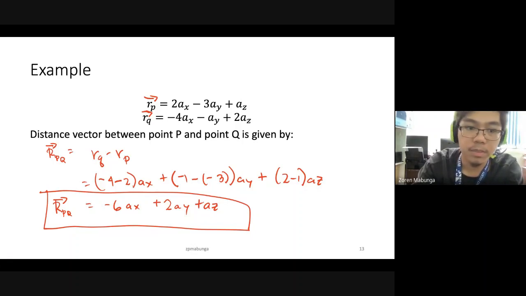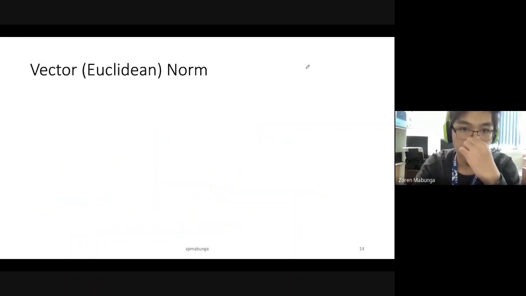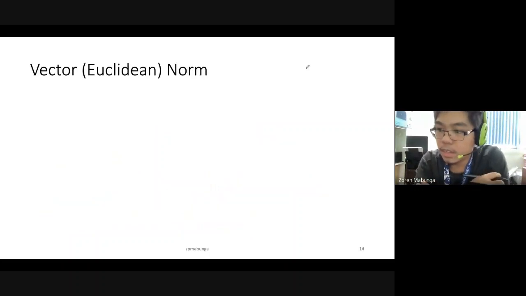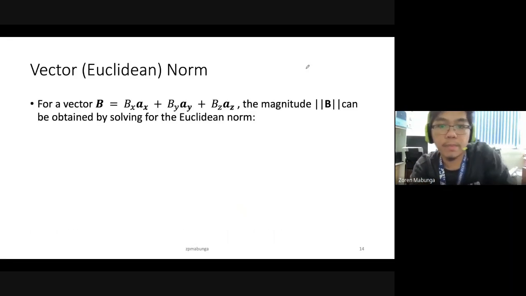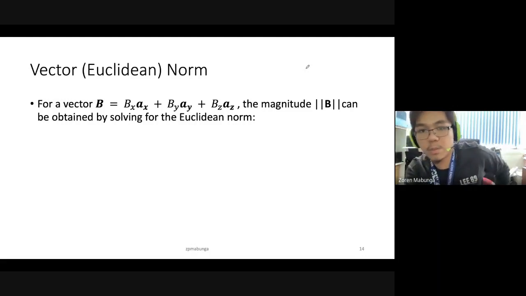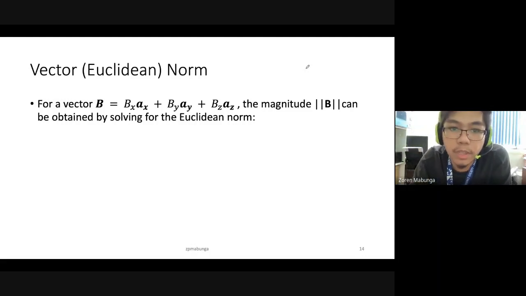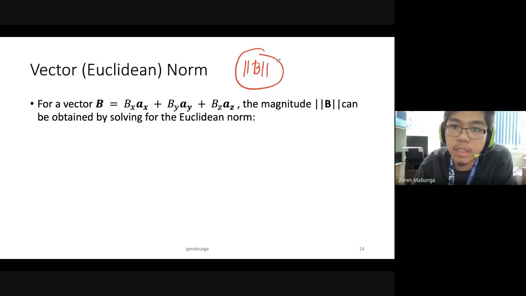So, madali pa, no? Okay, so another topic under vector is yung tinatawag nating vector norm. So, ano ba yung vector norm? Basically, vector norm is yung magnitude. So, for a vector B, which is equal to B sub x ax plus B sub y ay plus B sub z az. So, the magnitude of B, pag may nakita kayong ganitong symbol, pinapahanap lang sa atin yung magnitude. Okay? Pag may dalawang absolute value na, pinapahanap sa atin yung magnitude ng vector na yan.